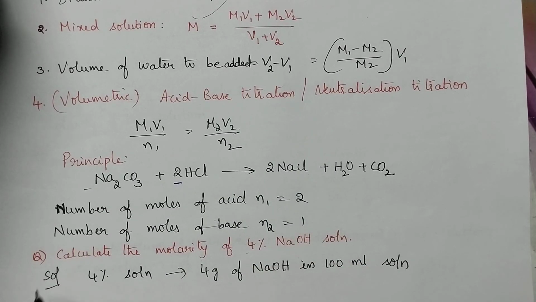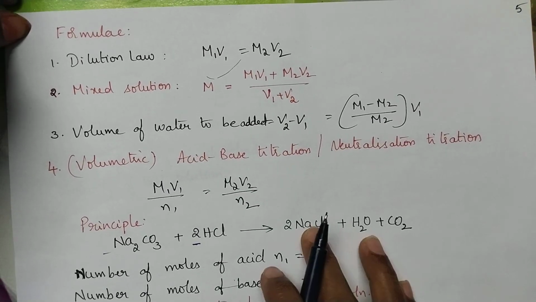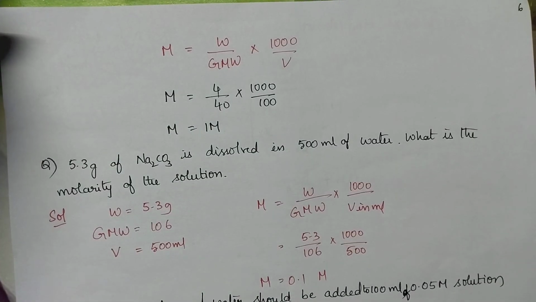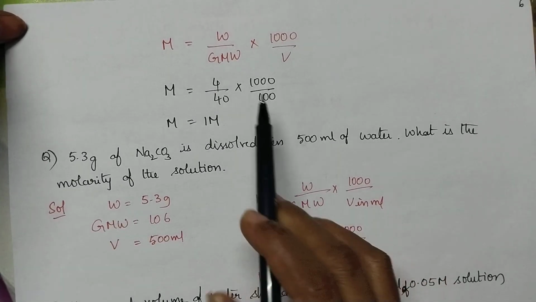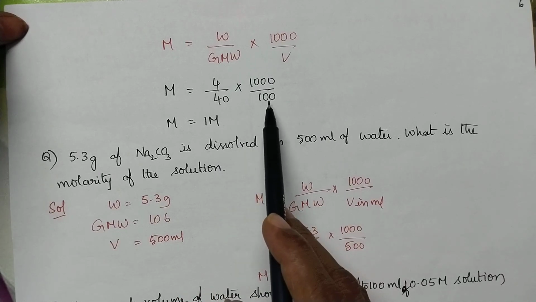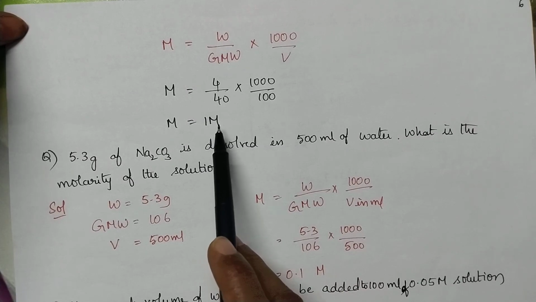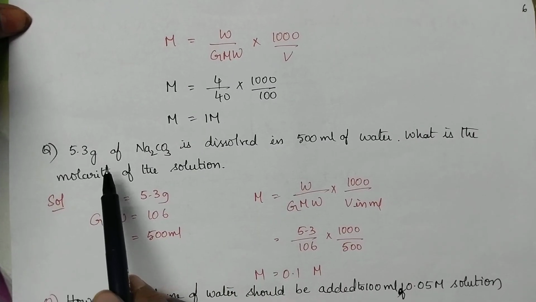Let us see a few examples. Calculate the molarity of 4% NaOH solution. 4% NaOH solution means 4 grams of NaOH is dissolved in 100 ml of the solution. Molarity is equal to weight by gram molecular weight into 1000 by V. That is equal to 4 by 40 into 1000 by 100, and the molarity of the resulting solution is equal to 1 molar.